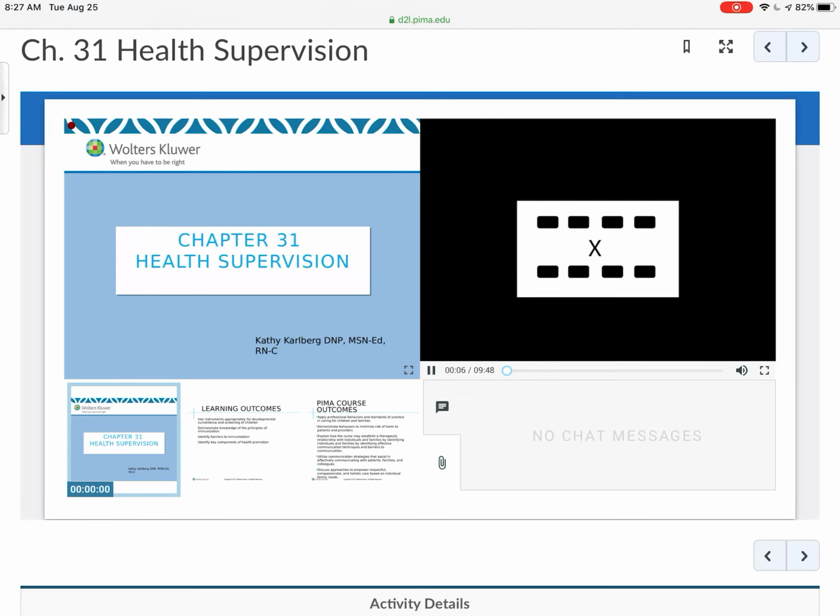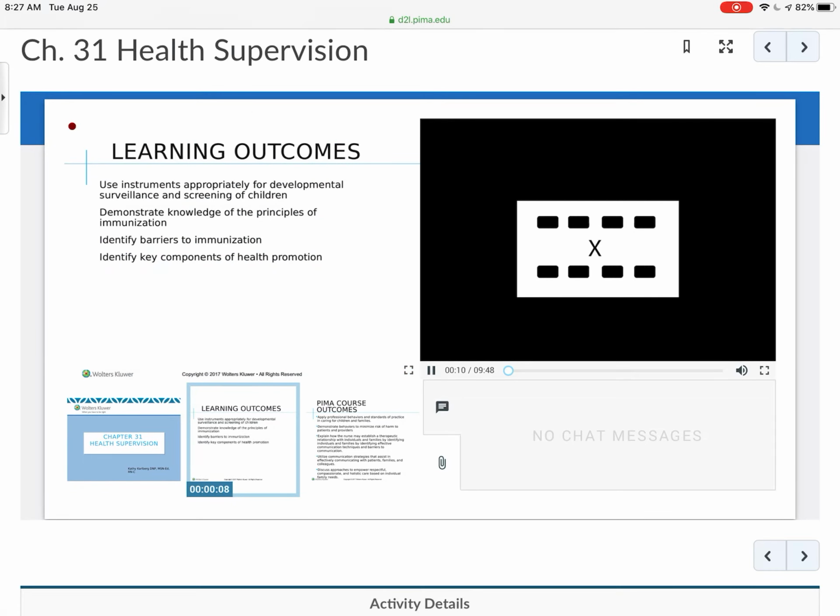Chapter 31, Health Supervision. In this chapter, we're going to talk about some developmental surveillance and screening tools for children, demonstrate knowledge of principles of immunization, identify the barriers of immunization, and identify key components of health promotion.